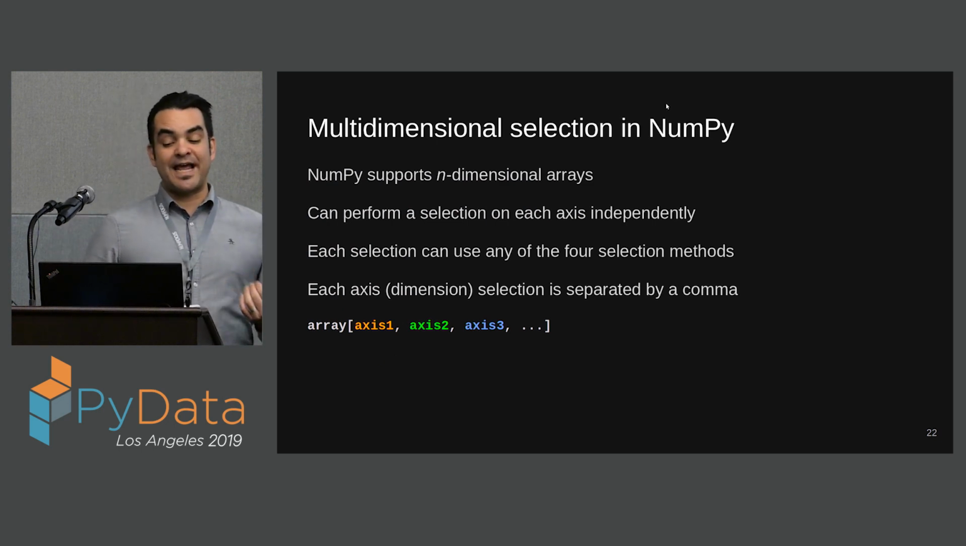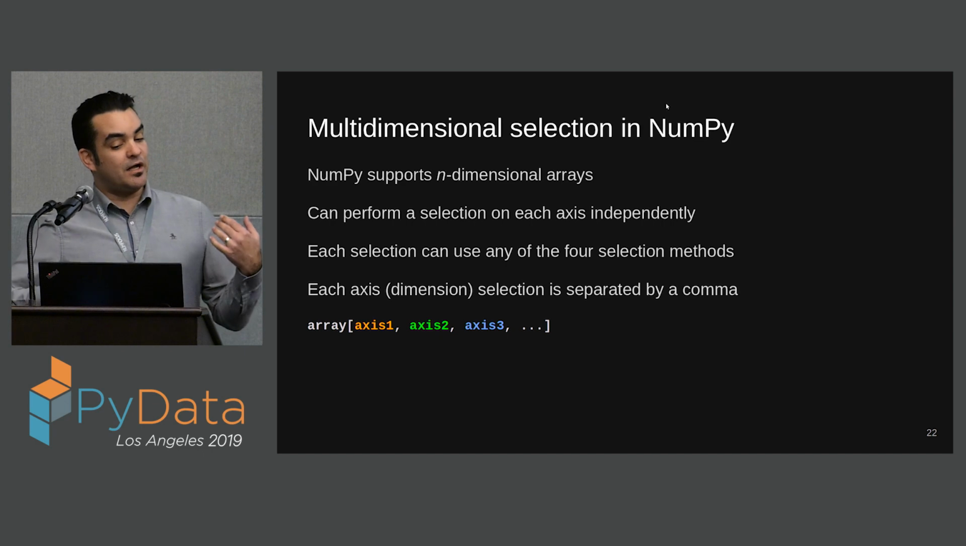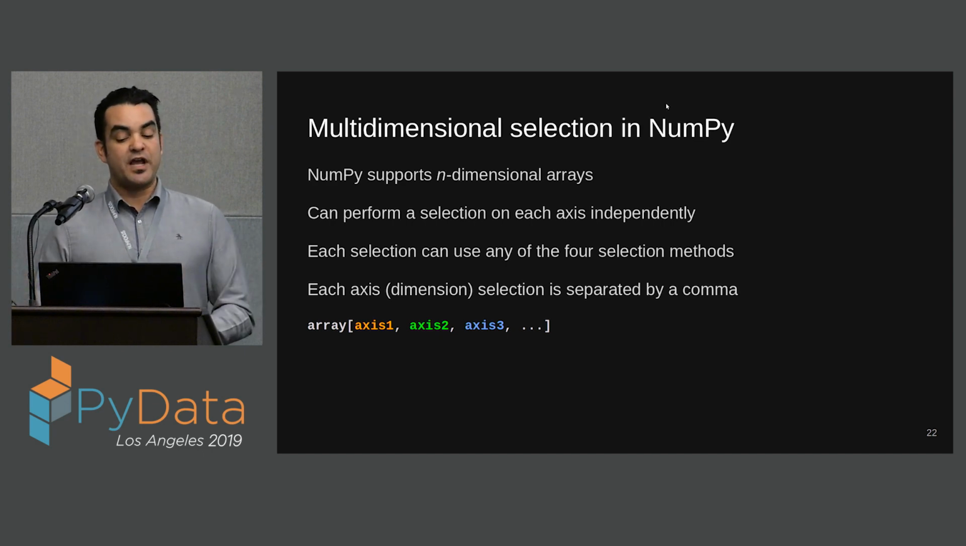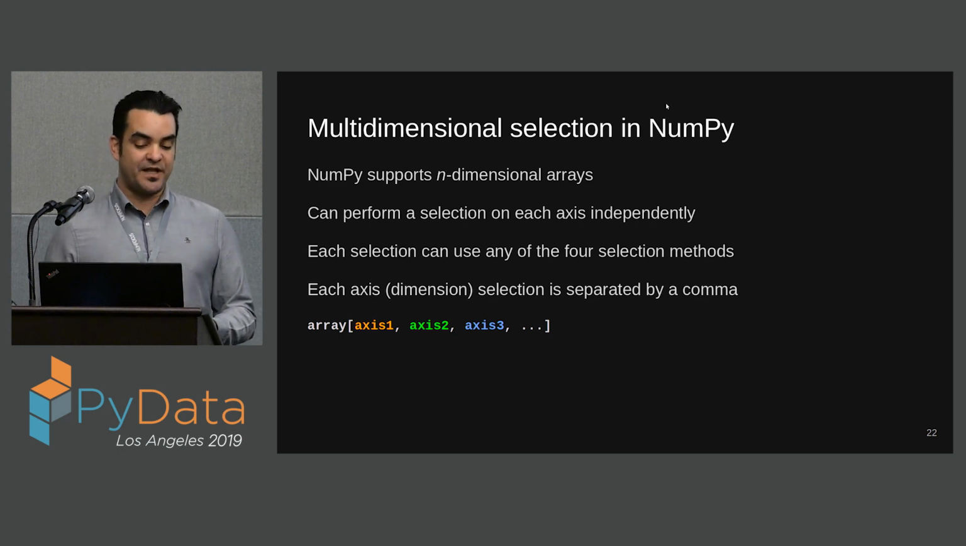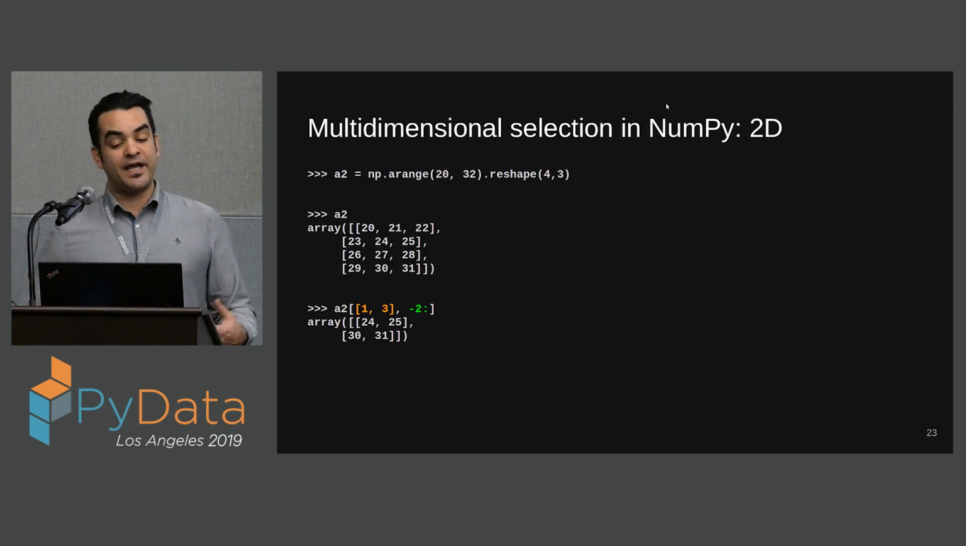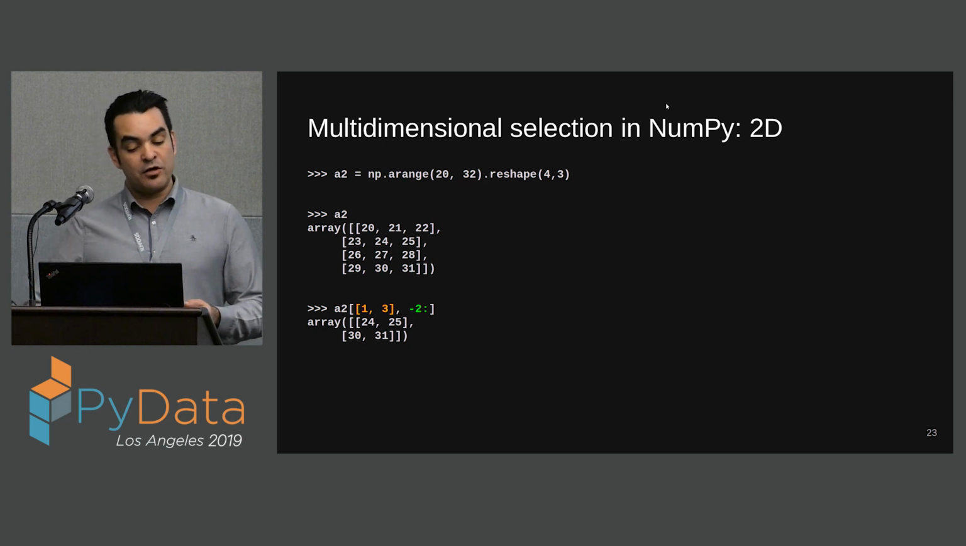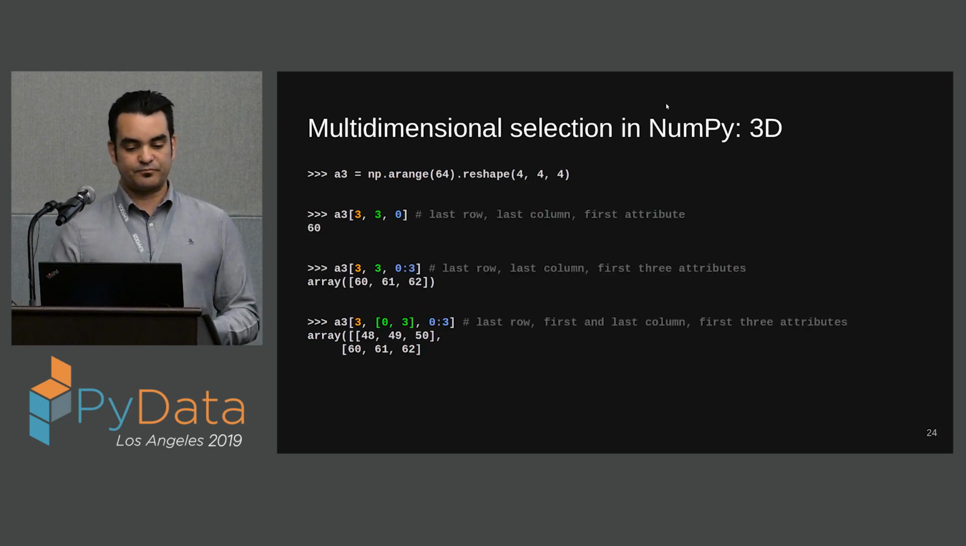So NumPy supports n-dimensional arrays, which means we can produce extremely complex structures, and we can perform the same types of selection on each axis independently. Each selection can use any of the four selection methods. And as we've seen in other cases, each of those selection methods is separated by a comma. So, for example, if I have a 2-dimensional NumPy array, as I show here, I can select rows 1 and 3 with my first argument to the getitem, and I can select columns from -2 to the end using a slice for the second argument to the getitem call.